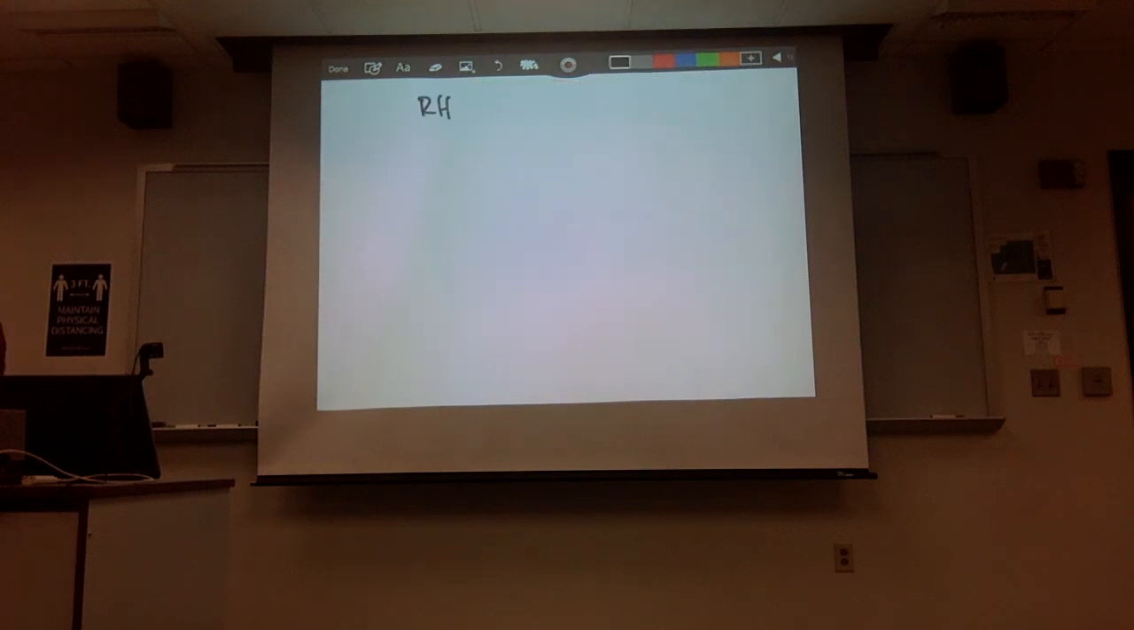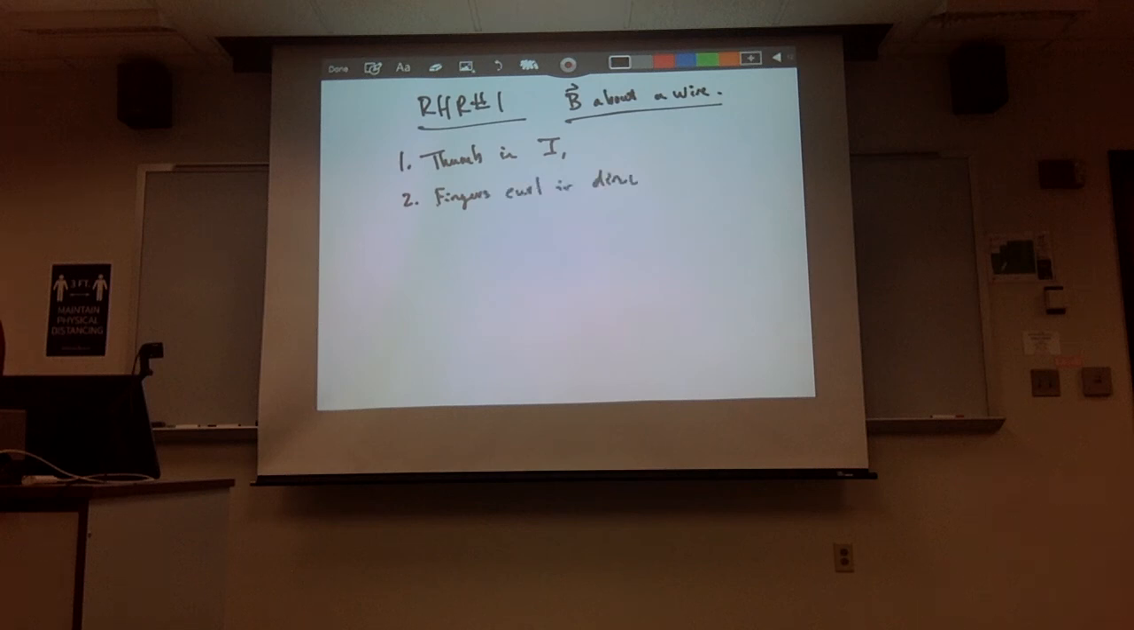So the last thing we'll talk about real quick is our right-hand rules. Let's go through all of our right-hand rules. So we have right-hand rule number 1. So again, this is for a B field about a straight wire. Or any wire, I should say. So B about a wire. So again, right-hand rule number 1 says that number 1, thumb goes in the direction of current. And then number 2, fingers curl in the direction of the magnetic field. So that's right-hand rule number 1.